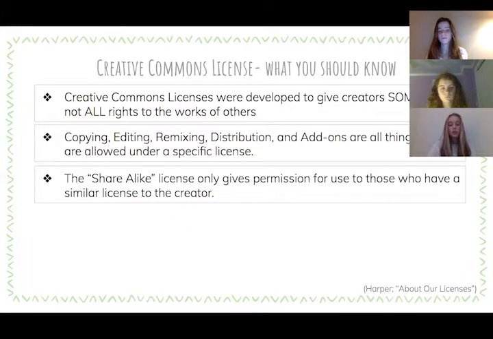Next, we have the share alike license. This is a license that only gives permission to those who have a similar license to you to use your work. This is an important term to remember when searching for the right license for you.